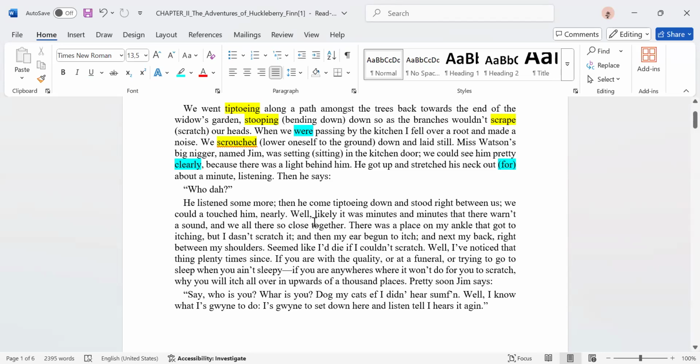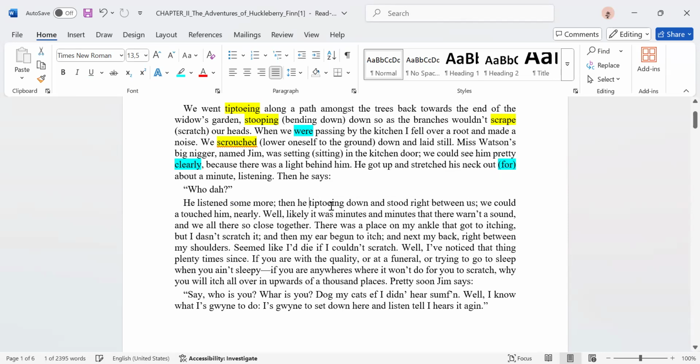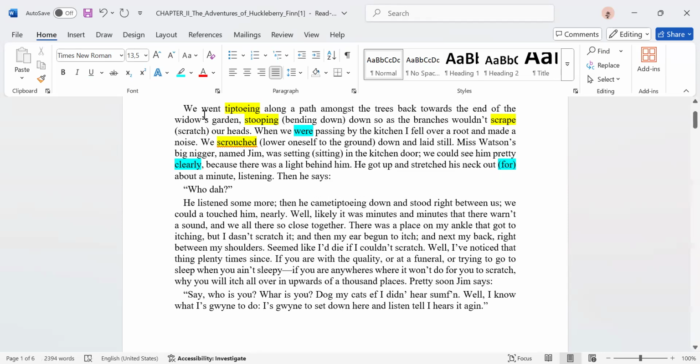Then we have here, "then he come tiptoeing down and stood right between us." So we have the word "stood", which is from the word "stand", basically. But here we have the word "come" instead. So this is actually incorrect. The correct one should be the past tense of come, which is "came". Since we're talking about past tense, like I said previously, if we have one that does not have the same tense, right, here we have "listen" and "stood", and then we have "come" right there. So it's not parallel to each other. We have to change that. So we change "come" to "came". So that's why we have a parallel sentence. They're all balanced.